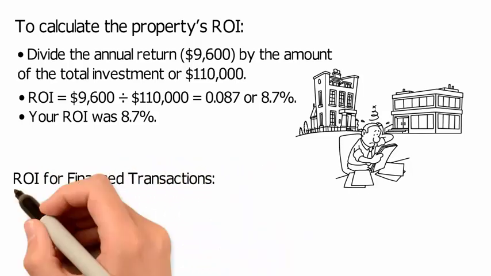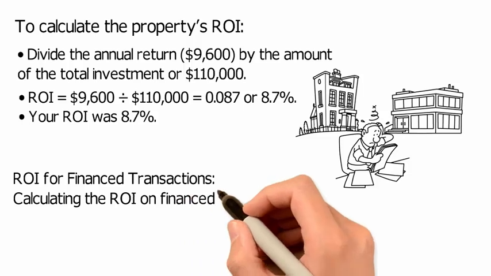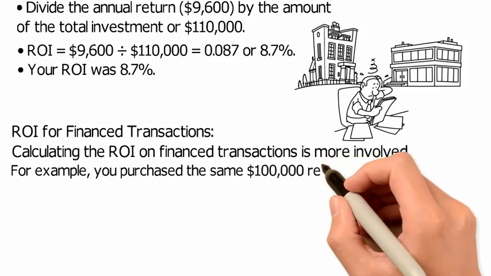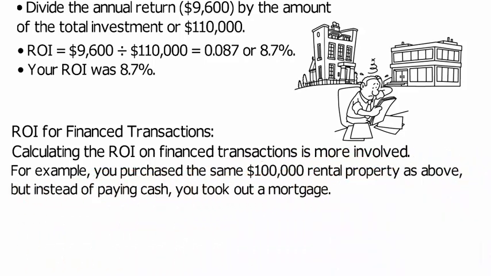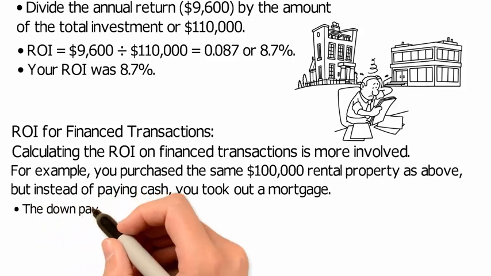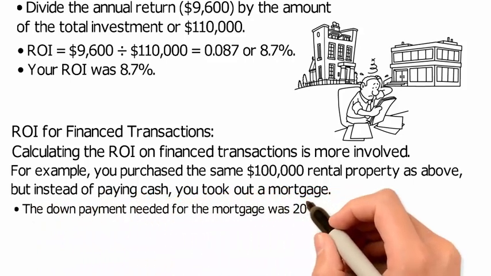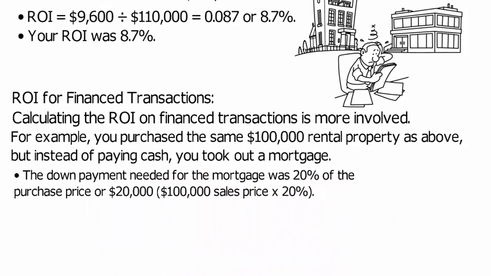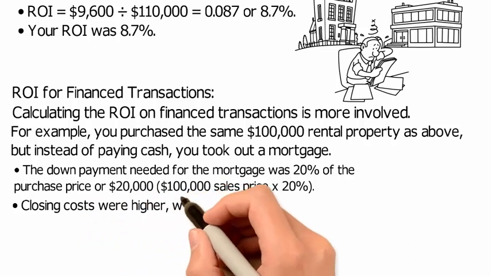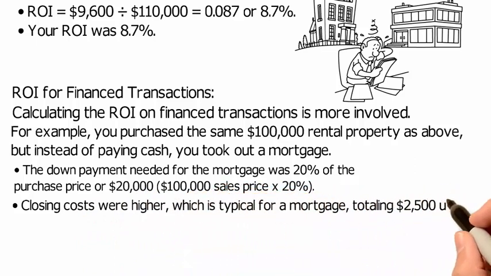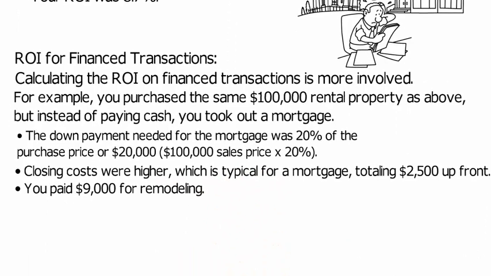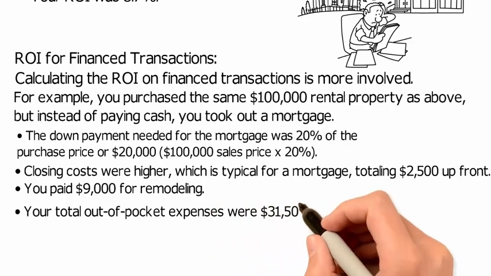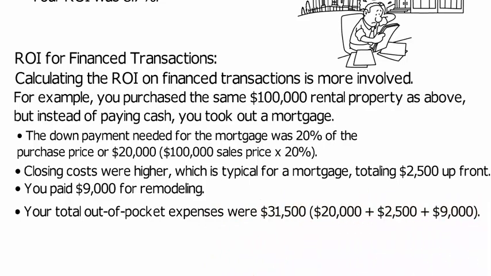ROI for finance transactions. Calculating the ROI on finance transactions is more involved. For example, you purchased the same $100,000 rental property as above, but instead of paying cash, you took out a mortgage. The down payment needed for the mortgage was 20% of the purchase price, or $20,000. $100,000 sales price times 20%. Closing costs were higher, which is typical for a mortgage, totaling $2,500 up front. You paid $9,000 for remodeling. Your total out-of-pocket expenses were $31,500. $20,000 plus $2,500 plus $9,000.